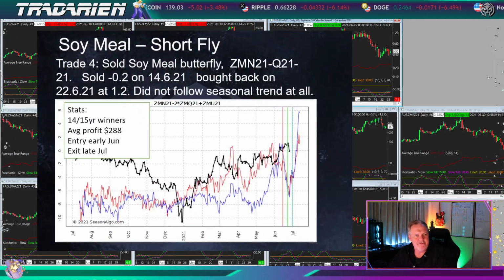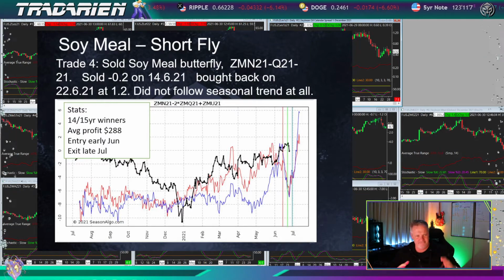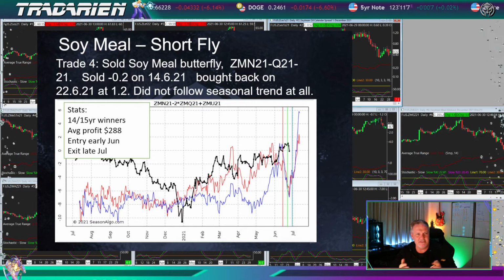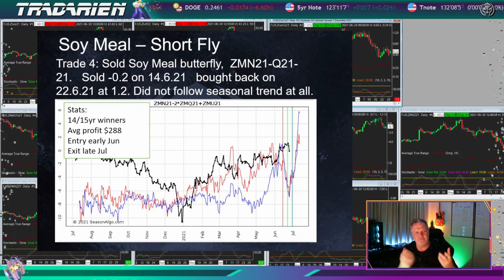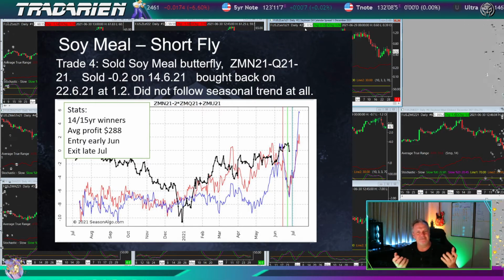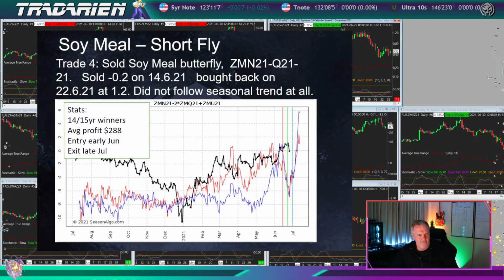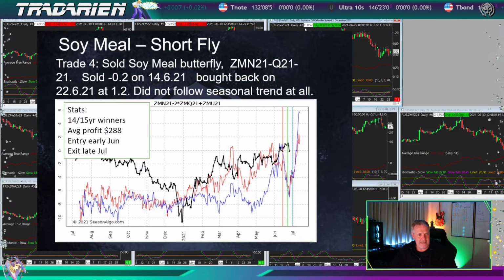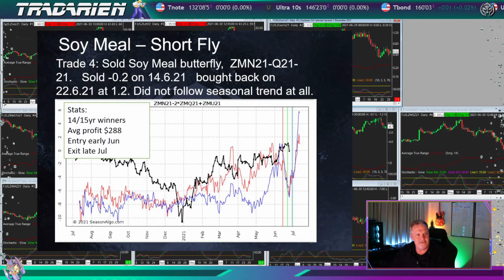Soybean meal. This is a fun one. This is another butterfly. Again, let's not worry about these butterflies too much. They are spreads of spreads. So if we determine that a spread is directional, we have to work out how directional a spread of a spread is to get an idea of what the potential is for the trade. This one here, 14 out of the last 15 years have been winners. Enter early June and exit late July.